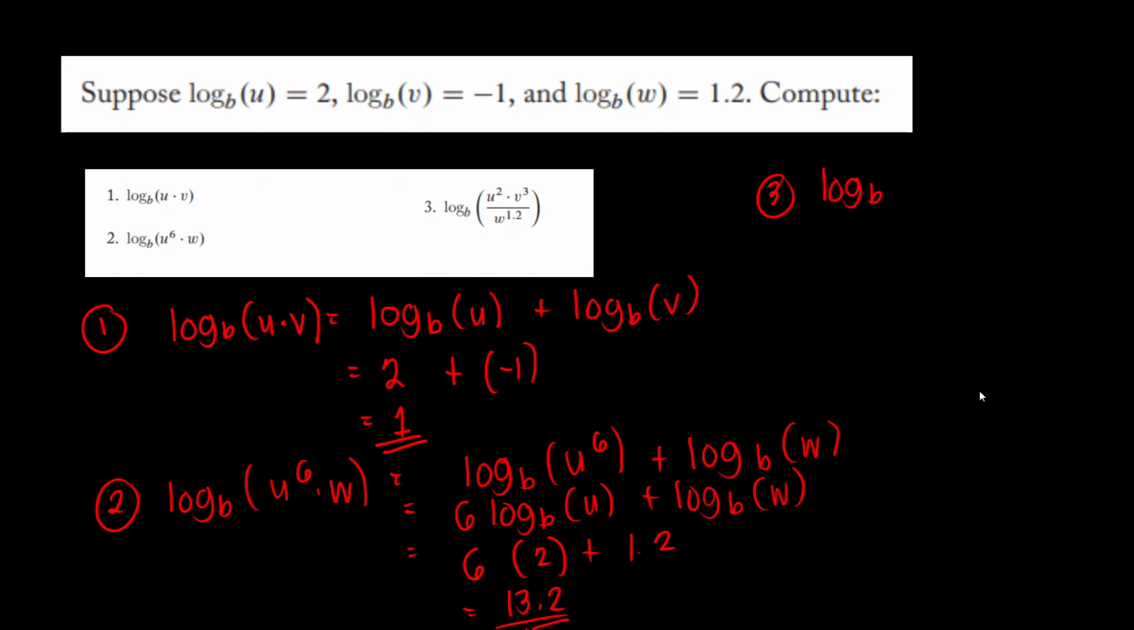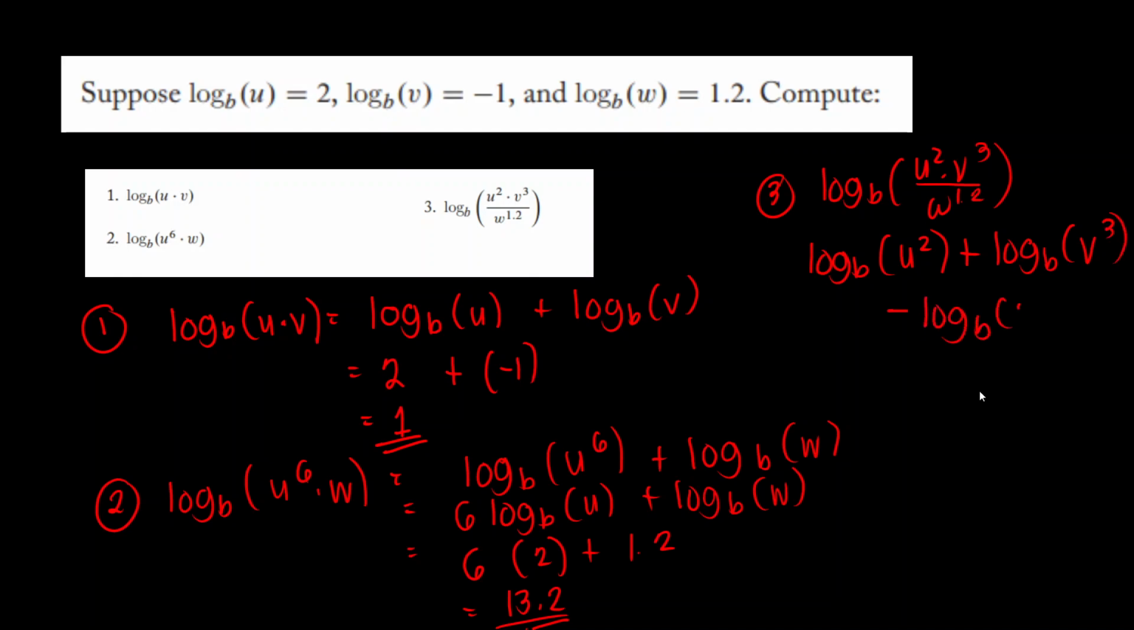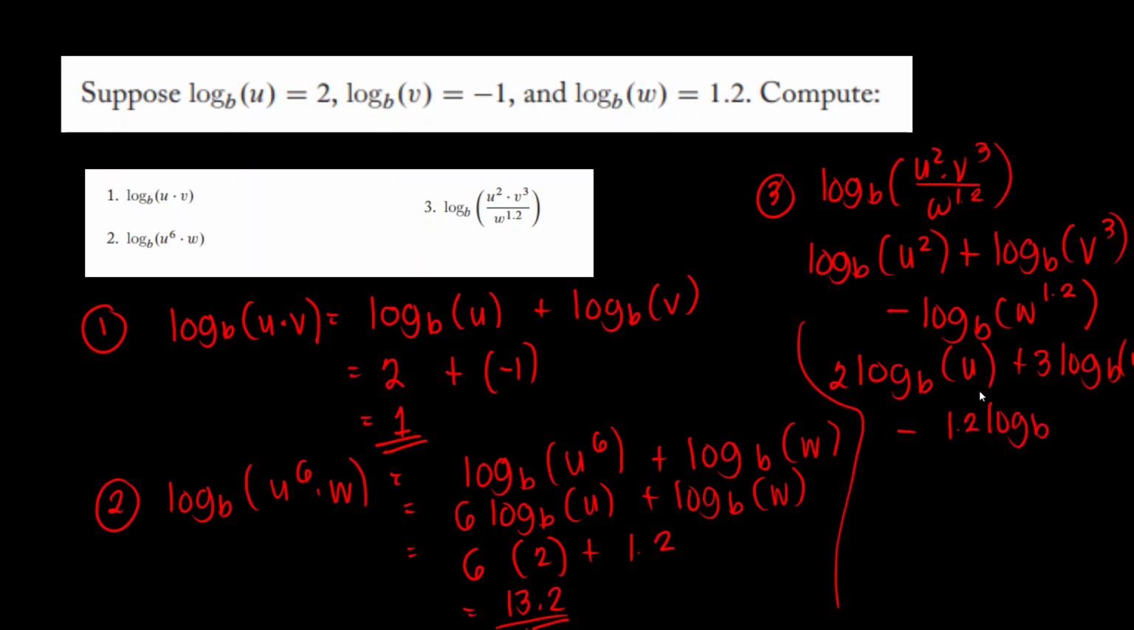Log b of u squared v cubed over w^1.2. This we can write as log b of u squared plus log b of v cubed minus log b of w^1.2, right? Now we can bring down the exponents: 2 log b u plus 3 log b v minus 1.2 log b w.